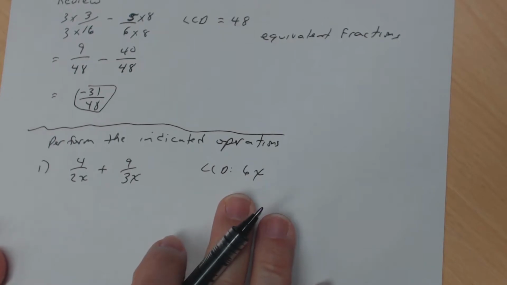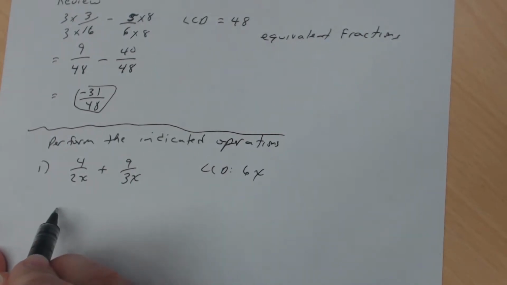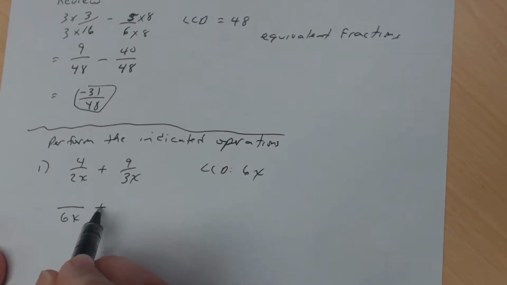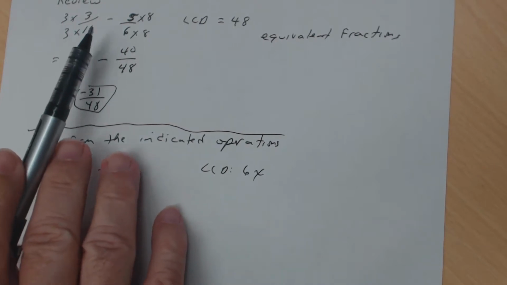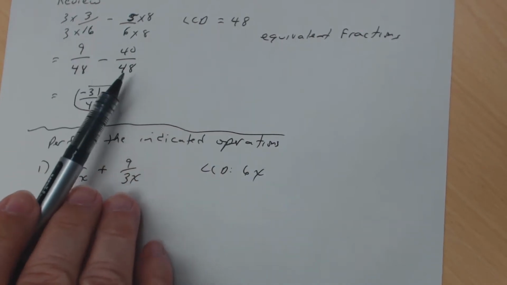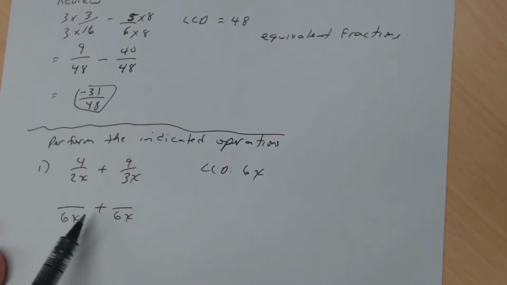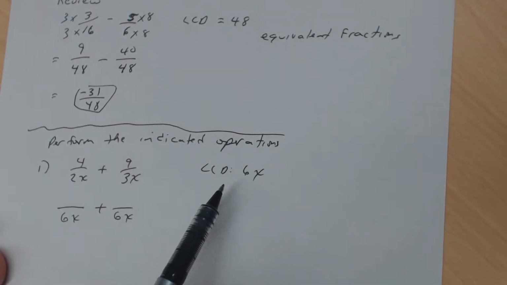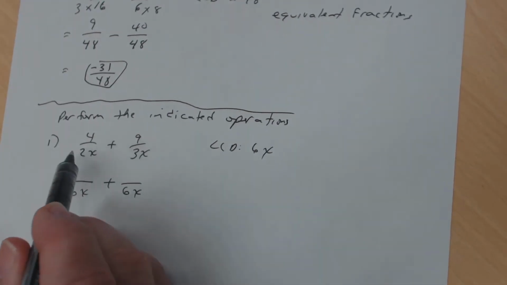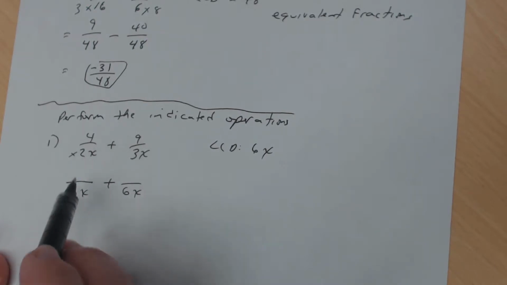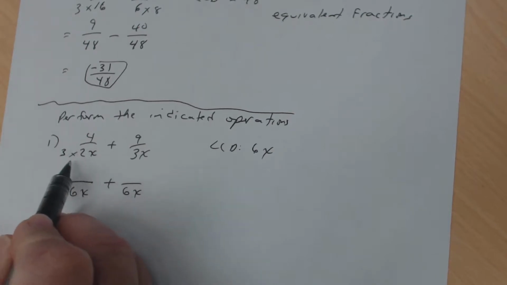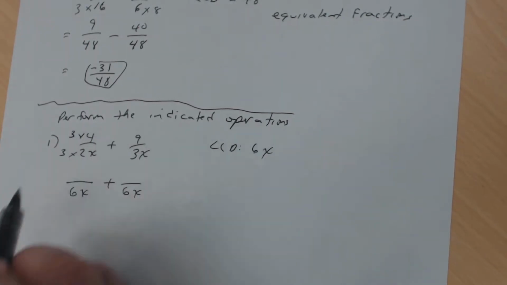Once you find the LCD, the next step is to write equivalent fractions. You want to rewrite those two fractions with that denominator, just like you did here. The LCD was 48, you rewrote those two fractions with that denominator. So you have to find the least common denominator first. Then you ask yourself, 2x times what is 6x? What do I need to multiply 2x by to get 6x? I already have an x. I need to go from a 2 to a 6. I need to multiply by 3. So if I multiply the denominator by 3, I have to multiply the numerator by 3.